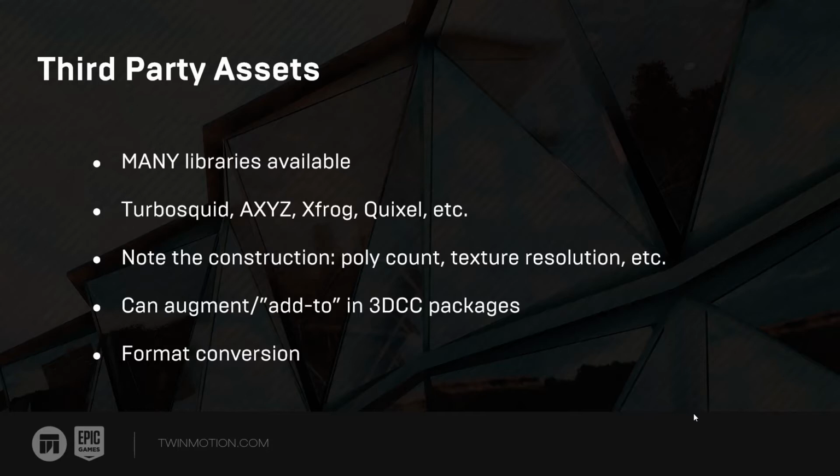And a good way to do that, if you want to learn as well, is to grab assets from these other places and open them up in another package and take note of the way they're constructed. Things like the polygon count, the overall resolution of the textures, how things are put together for that asset. You can always take an asset from somewhere else and augment or add to it in other packages as well, and then simply export it out into a format, something like FBX, like I mentioned, to be able to bring it over to Twinmotion. You can also use other packages for format conversion.